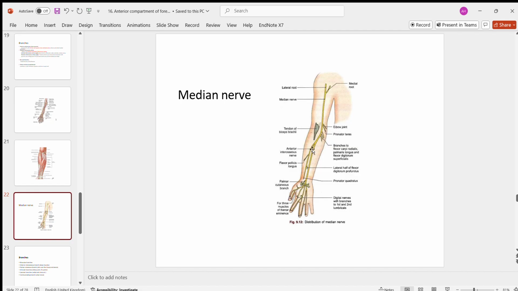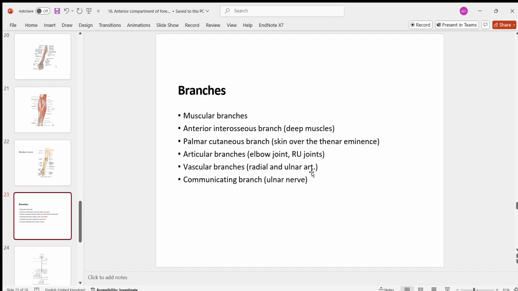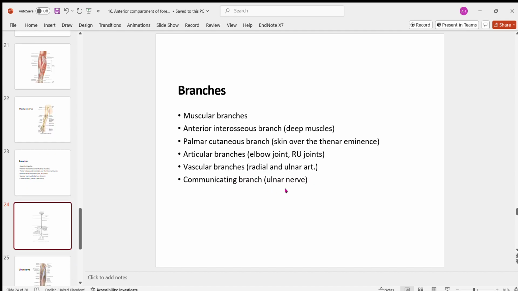On its way, it supplies all the muscles of the anterior compartment of forearm except the medial muscles that are flexor carpi ulnaris and the medial part of flexor digitorum profundus, which are supplied by the ulnar nerve. Its branches are the muscular branches to the muscles of anterior compartment, anterior interosseous branch to the deep muscles, palmar cutaneous branch to the skin over thenar eminence, articular branches to the elbow joint and the radioulnar joints, vascular branches to the radial and ulnar arteries, and communicating branch to the ulnar nerve.